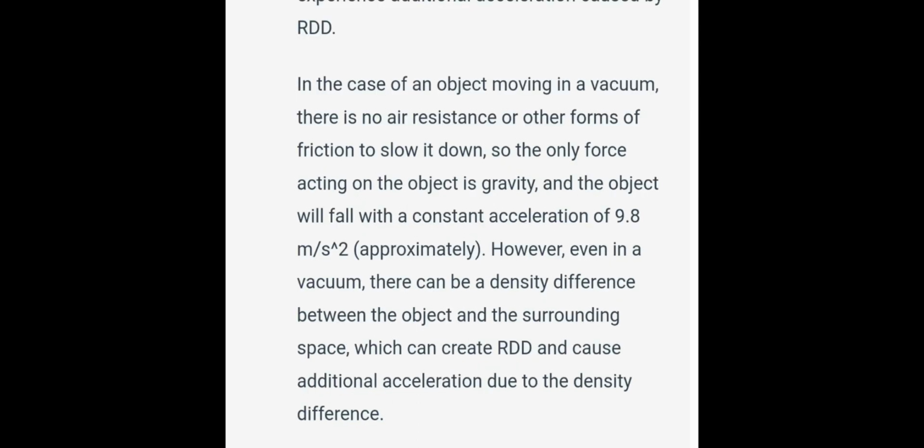In the case of an object moving in a vacuum, there is no air resistance or other forms of friction to slow it down, so the only force acting on the object is gravity, and the object will fall with a constant acceleration of 9.8 meters per second squared, approximately. However, even in a vacuum, there can be a density difference between the object and the surrounding space, which can create RDD and cause additional acceleration due to the density difference.